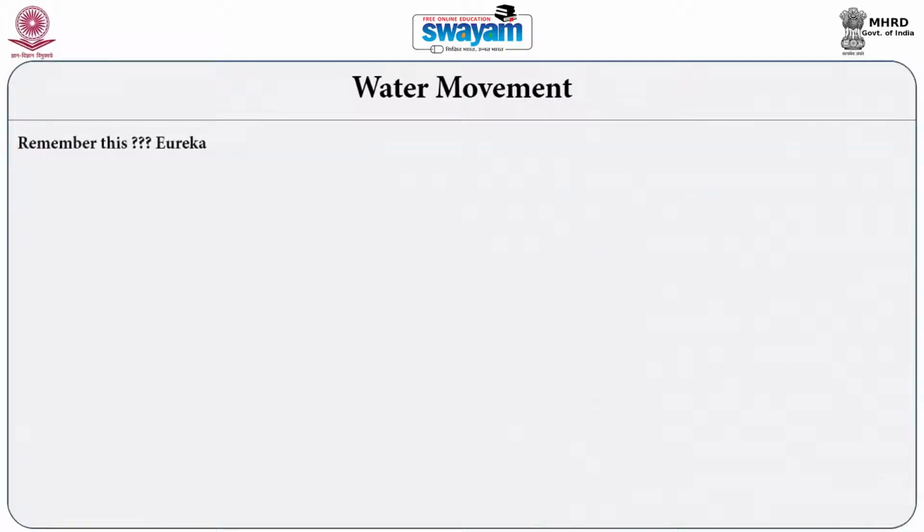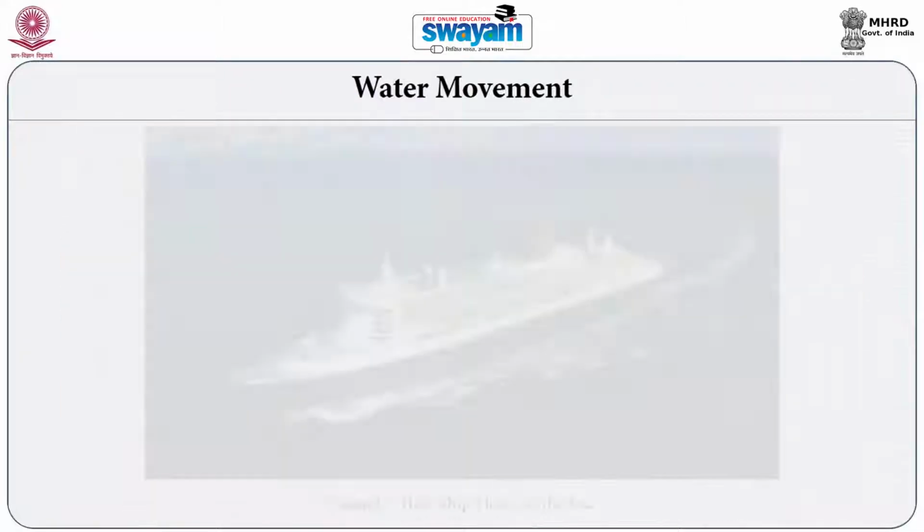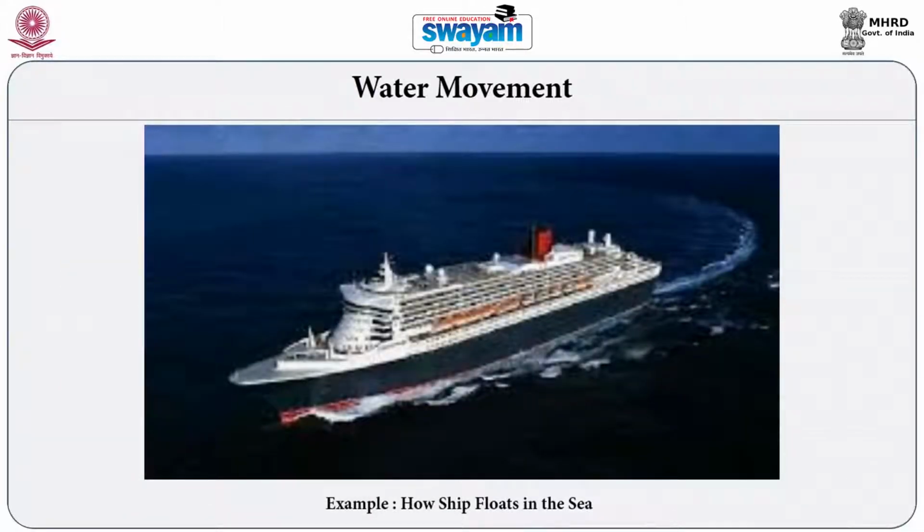That is the force felt when Archimedes said Eureka. This is a picture located in the MadaTech Israel National Museum of Science, where he found the buoyant force and said Eureka. A very good example is how a ship floats in the sea, also huge cruise ships. How do they float? Exactly based on the Archimedes principle.